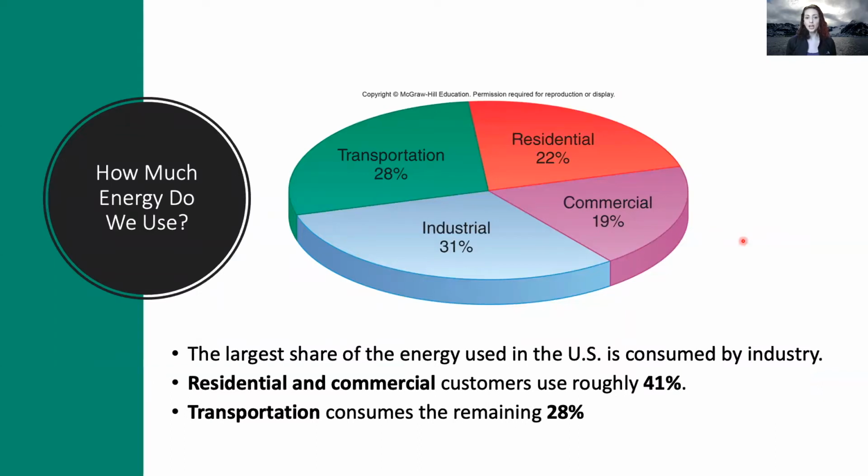So the question is, how much energy do we use, and in what sectors do we use the most? The largest share of the energy in the United States is consumed by industry. Residential and commercial customers roughly make up about 41%, and transportation consumes the remaining 28%. So here's a pie chart representing the different sectors that soak up the energy that we generate in the United States. And we see by and large that industrial uses are pretty large, and taking up second place is transportation.